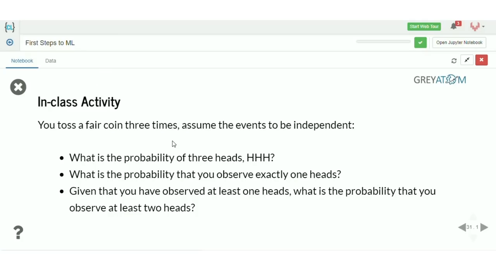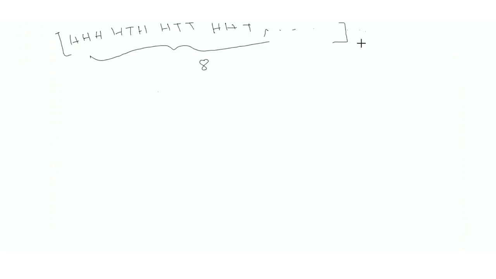So there are a total of 8 possible outcomes, right? Out of these 8 outcomes, what is the probability that it would be 3 heads? Obviously, 3 heads is one out of these 8 possible outcomes, so 1/8.